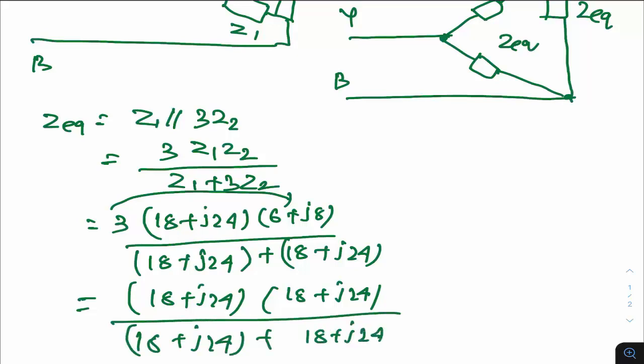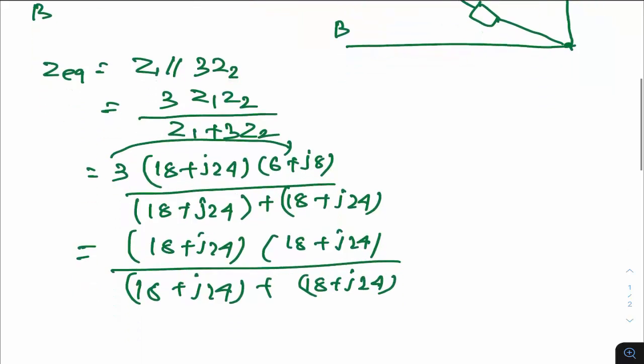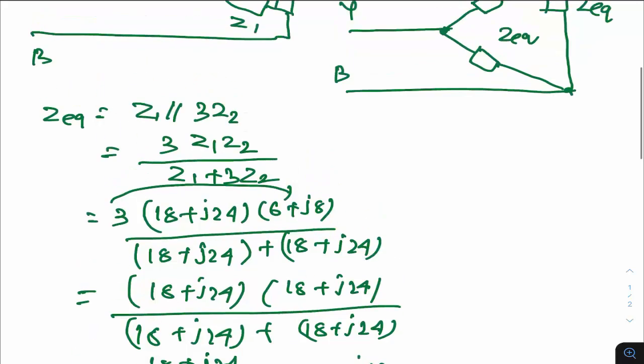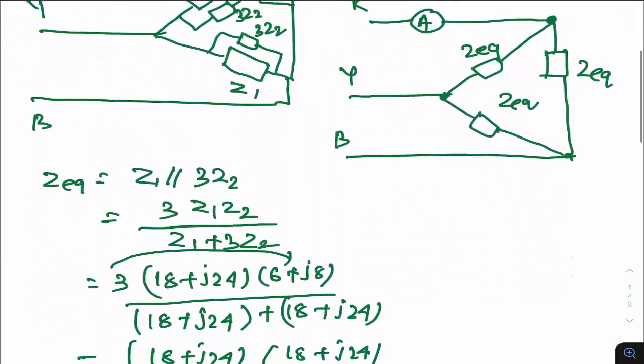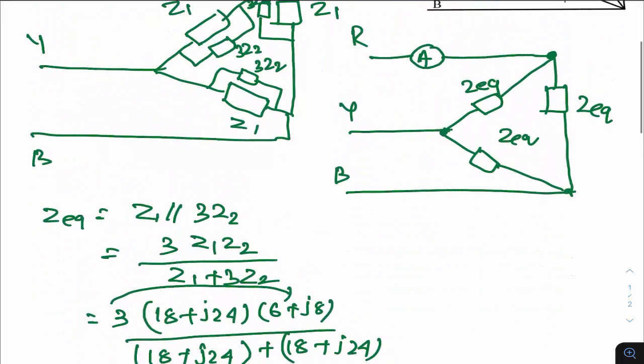This is like two same impedances in parallel, Z1 into Z2 divided by Z1 plus Z2. Both are the same, so it will be Z by 2. That is 18 plus J24 divided by 2, so this happens to be 9 plus J12. So Z equivalent value is this much. Okay, so which current do we need?